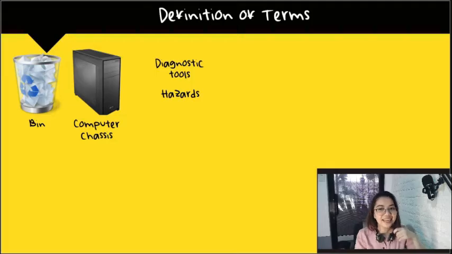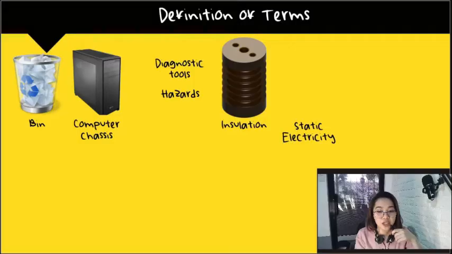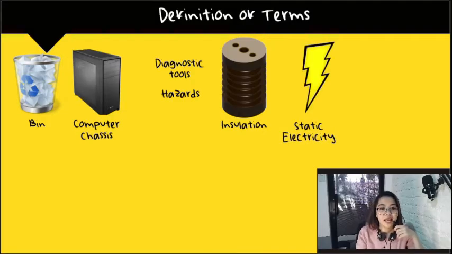Next is the insulation. These are the materials that reduce or prevent the transmission of heat or sound or electricity. We also have the word static electricity. This pertains to the accumulation of electric charge on an insulated body.